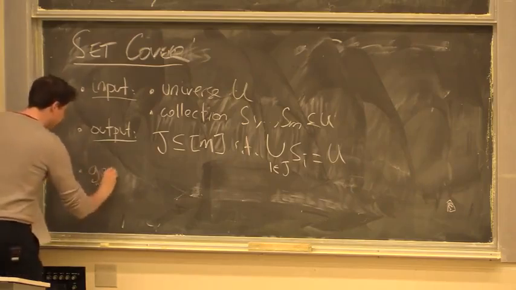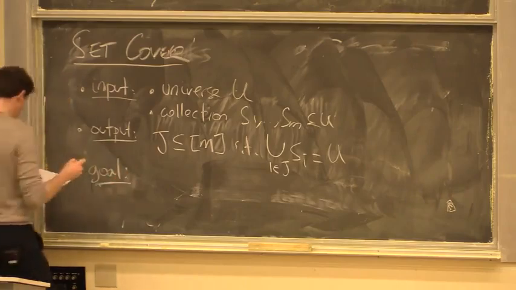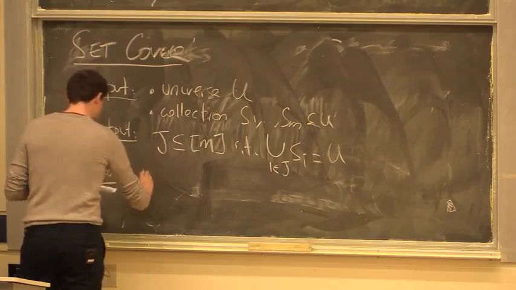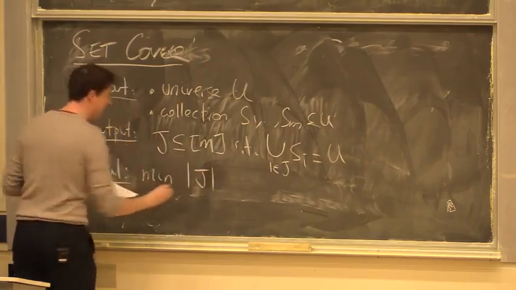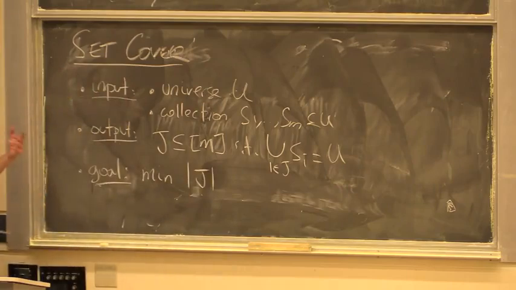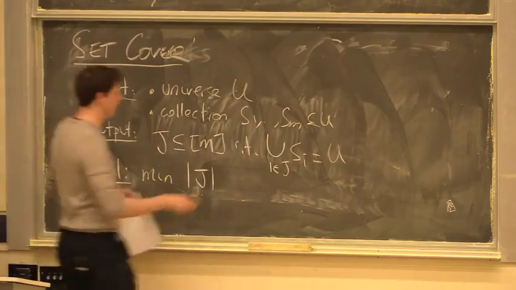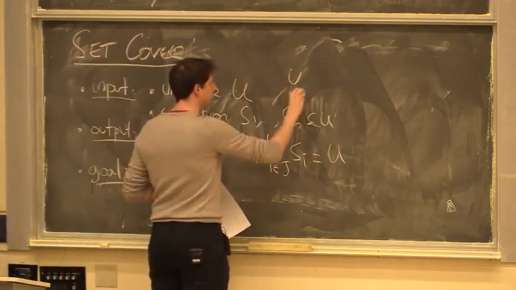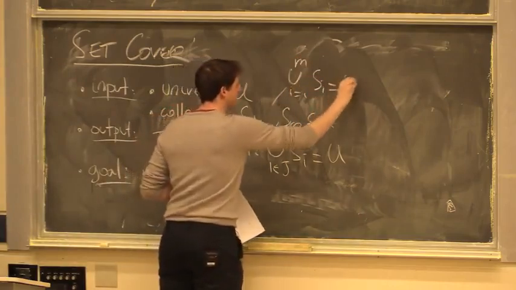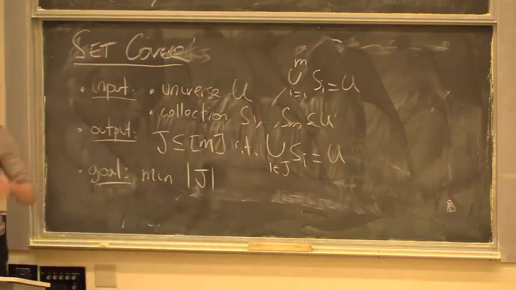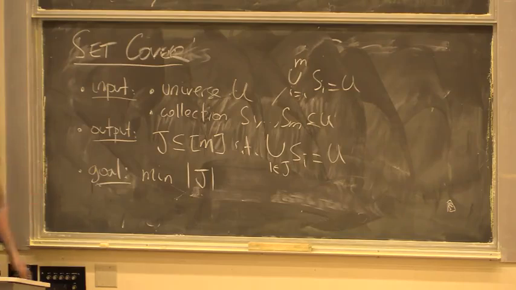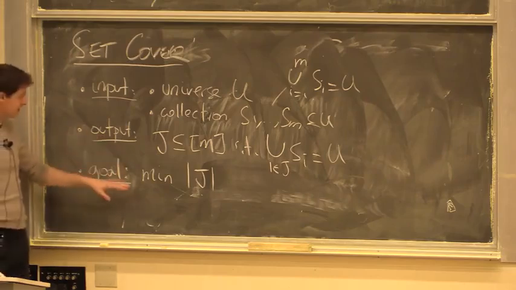And your goal is you want to minimize the size of J. The collection also has the restriction that if you take the union over all of them, then you can cover the set. Otherwise, there's nothing to do. So you always have the option of just saying, pick all the subsets, and you can cover the universe. That's the valid output that is uninteresting. What you want to do is find the smallest number of sets that cover the universe.